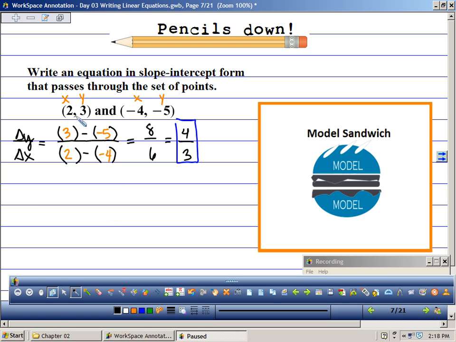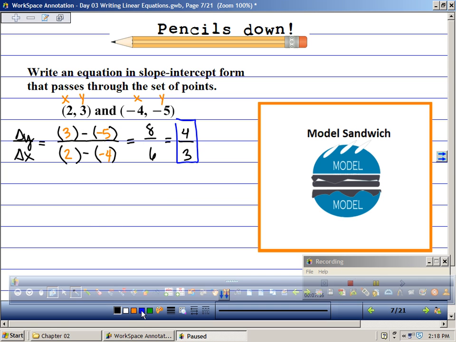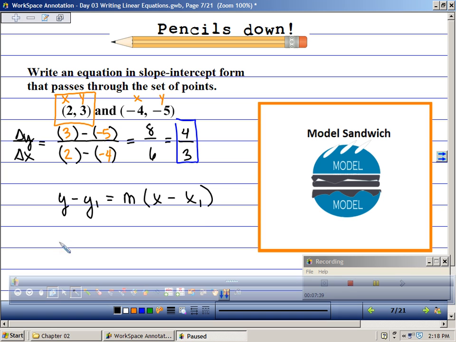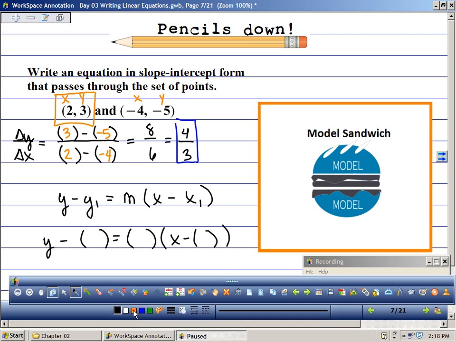Okay, now that we have our slope and we have a point, let's pick one. I'm going to pick this one right here because they're positive, right? So forget about that one. Now we have a point and a slope. I'm going to write my formula. Y minus my y value is equal to my slope times x minus my x value. Substitute. Y minus my y value equals my slope times x minus my x value.